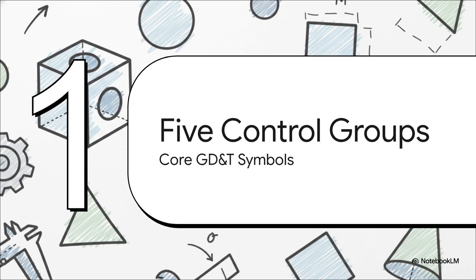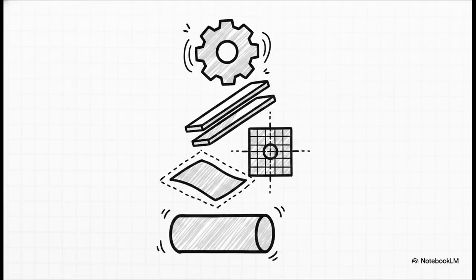Let's dive into Section 3, the 5 control groups. The ASME standards cleverly break all these symbols down into 5 distinct families, or groups, with each one targeting a very specific geometric characteristic. If you're going to master this language, these are your fundamental building blocks. So let's take a quick look at each one.